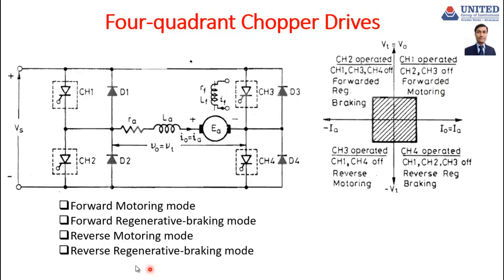Now let us see the reverse regenerative braking mode operation. When the semiconductor switches CH1, CH3 and CH2 are turned off and only the switch CH4 is turned on, then armature current increases through the switch CH4 and diode D2, like that.